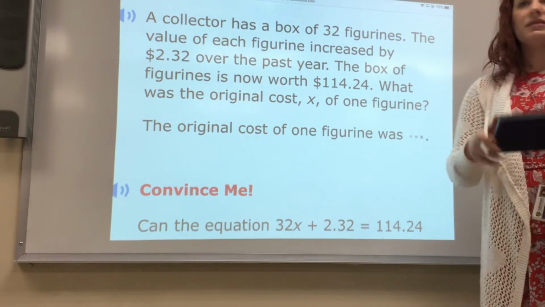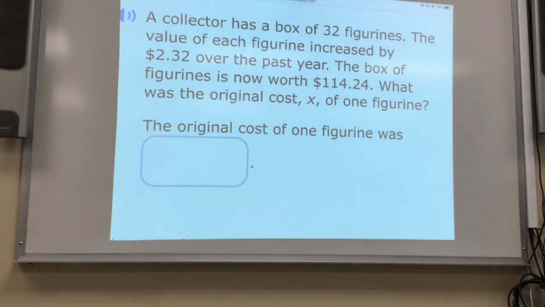All right, last problem. One more word problem, trying to write the equation first. It says, a collector has a box of 32 figurines. So 32 little figures. The value of each figurine increased by $2.32 over the past year. The box of figurines is now worth $114.24. What was the original cost x of one figurine?